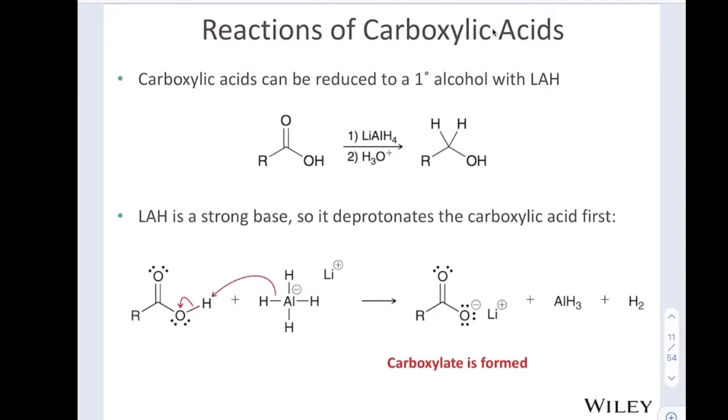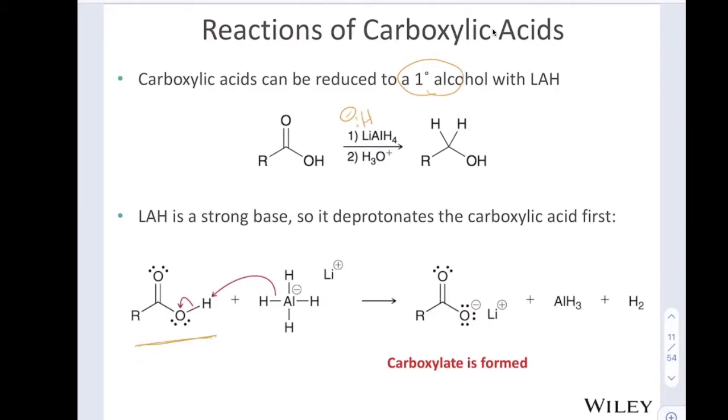So carboxylic acids can be reduced to a primary alcohol with lithium aluminum hydride. Remember, lithium aluminum hydride is a source of H-. Please note that sodium borohydride does not work with carboxylic acids. It turns out that this reaction is a little bit different than the typical H- attacking a carbonyl. That is because our starting material is acidic.